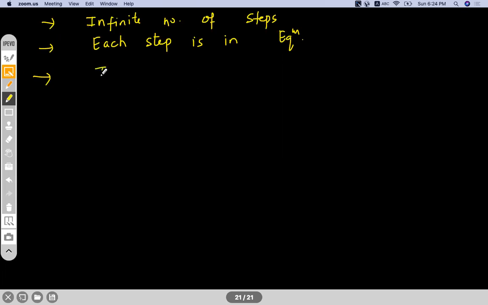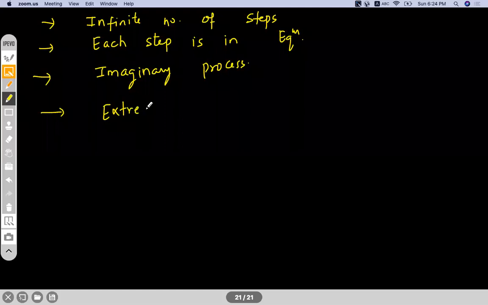It is an imaginary process. Ideal process, like we have ideal gas. This process is also an imaginary process. It is not practically possible. Extremely slow process we have. Each step is very slow.